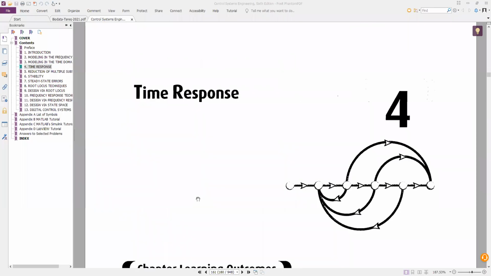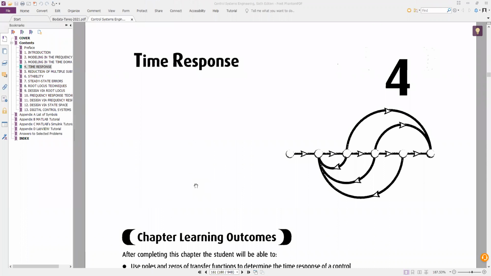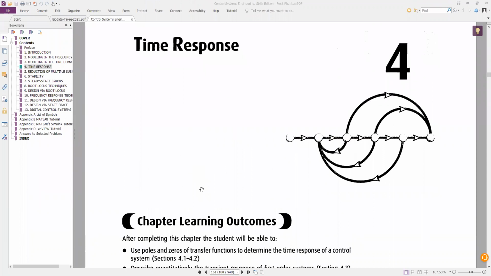Okay, today we will start time response because we have completed chapter 2, modeling in the frequency domain. Is it clear to you guys? Yes, sir.